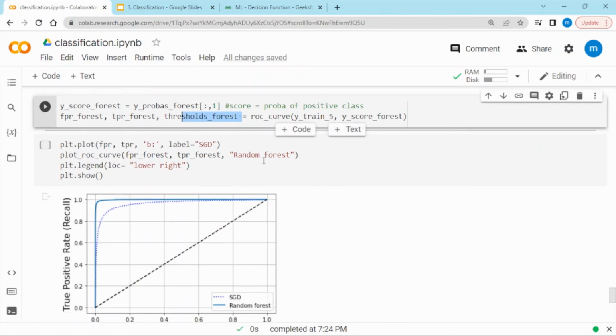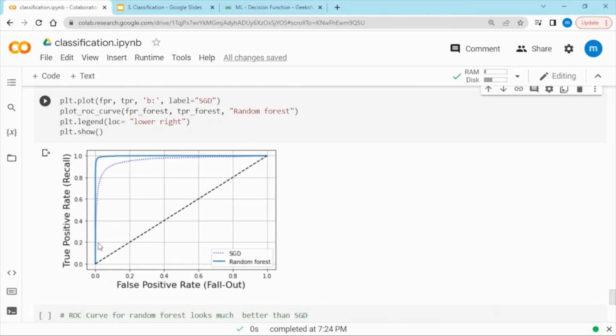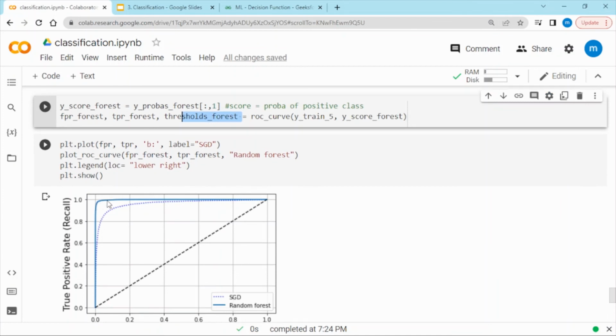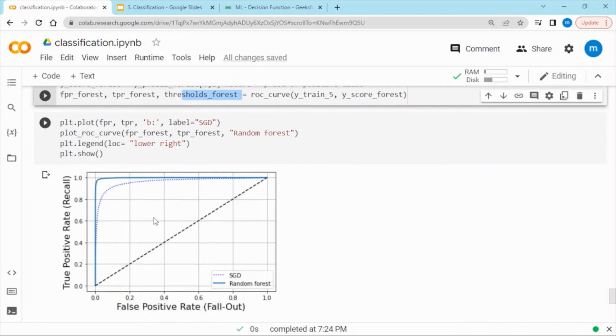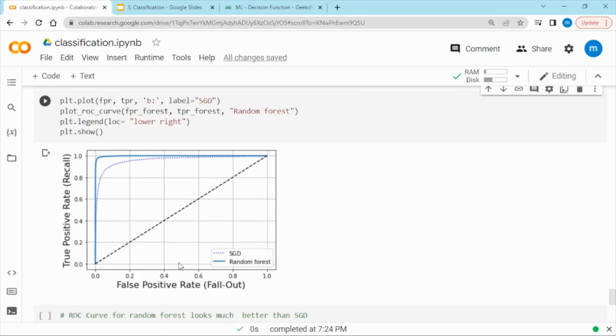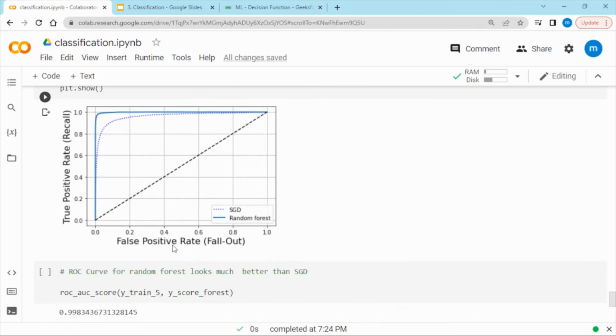When you pass this information and compare the two classifiers, the dotted line is the SGD classifier and the blue line is my random forest classifier. Now you can see that the maximum area is covered under the random forest curve, right? The area under the random forest curve is maximum as compared to the SGD. Therefore, I can see that random forest is the best fit for my kind of data.